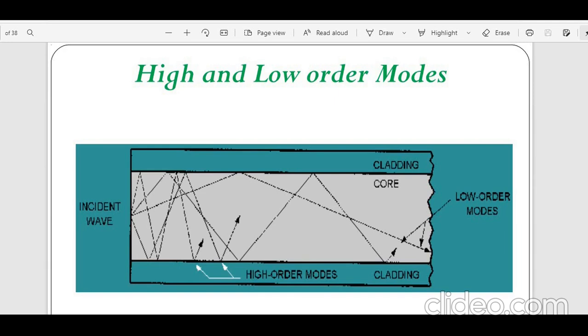As you can see in the diagram, there are 2 kinds of waves. On the left hand side, incident light is passing, and on the right hand side, low order modes are going to be passed. Whenever we try to find the difference between them, we can find it by considering high and low order.